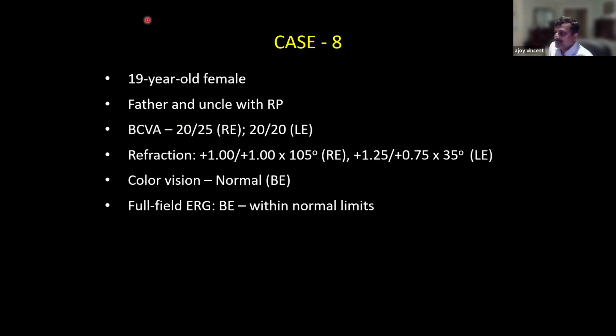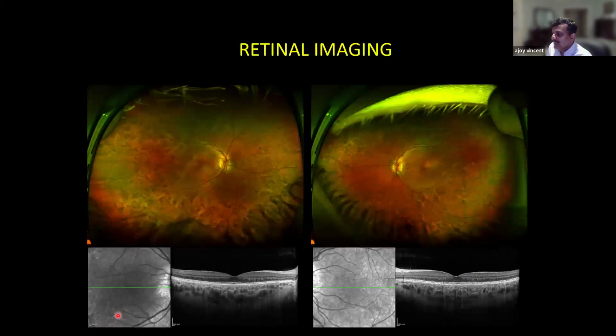And the last case, a 19-year-old female, father and uncle have a diagnosis of RP, best corrected vision is normal, full field ERG is normal, and look at the fundus. I would say this looks pretty gross to my eyes. There are a lot of pigmentary changes everywhere. But on OCT, surprisingly, there are very minor RPE changes. These are very discrete, localized RPE changes.